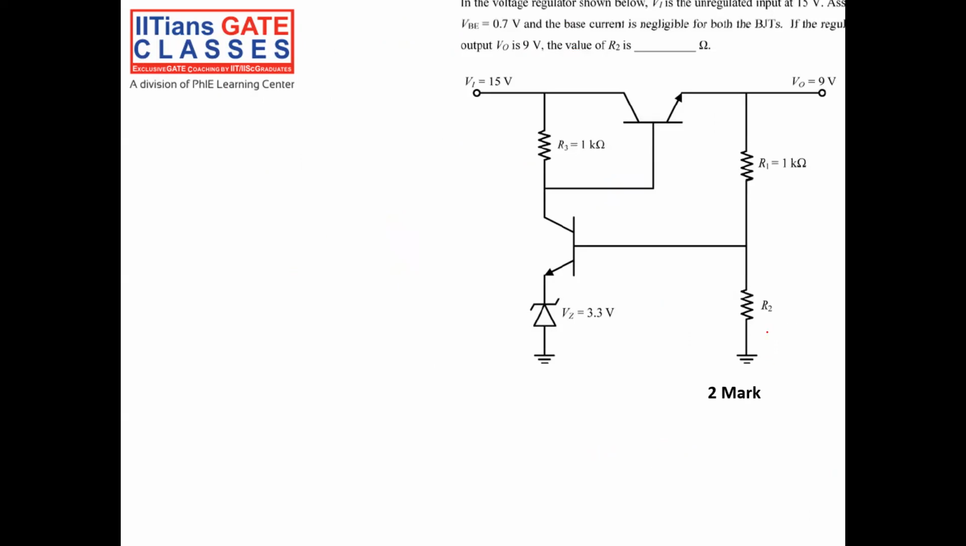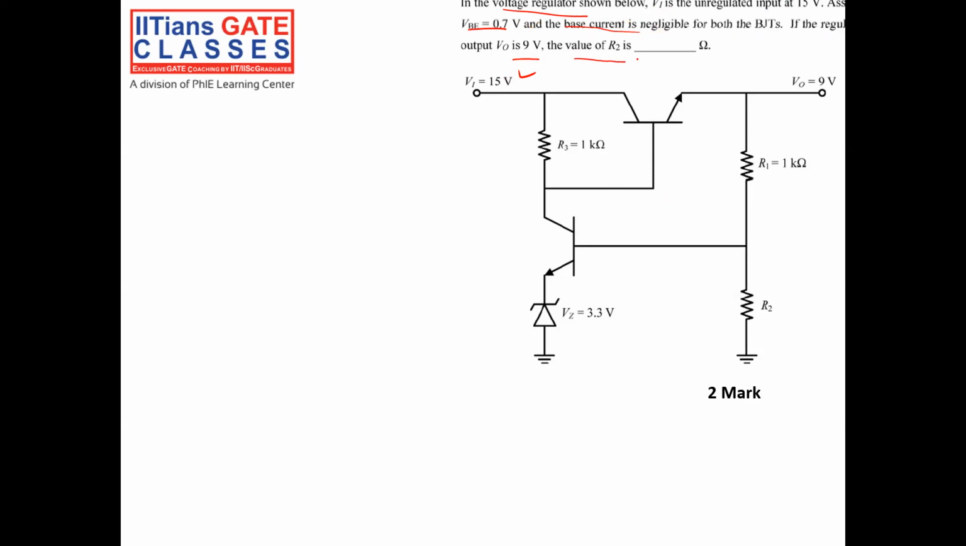I think this is the last question. You see, in the voltage regulator shown below, VI is an unregulated input at 15 volt. So VI will be 15 volt, but it is not regulated. There will be some variation. VB is 0.7. Assume base current is negligible for both BJTs. The output is regulated at 9 volt.